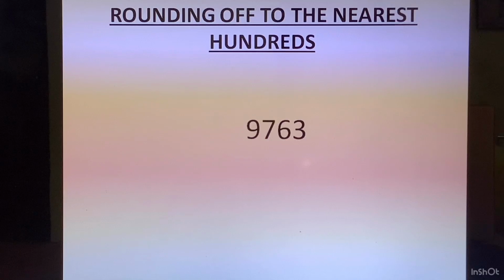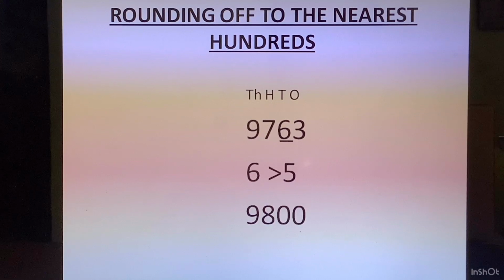Rounding off to the nearest hundreds. The number given is 9763. Since we have to round off to the nearest hundreds, we will look at the digit on the right of the hundreds place, which is the tens place, and we have the digit 6. Now we'll compare this 6 with 5. Since 6 is greater than 5, we will increase the hundreds place by 1. That is, 7 will become 8. And everything on the right of the hundreds place, that is 6 and 3, will become 00. So the number after rounding off will become 9800.